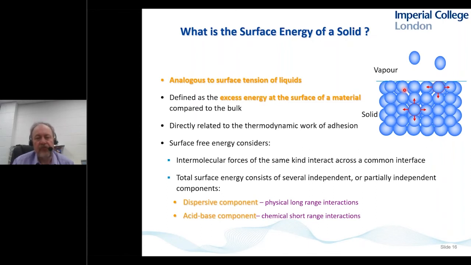They'll typically be described as gamma D, and it relates to the long-range van der Waals forces. So these are forces exhibited by all materials. And we're also interested in the acid-base forces. These are short-range chemical forces. Sometimes they might be described as polar forces. Sometimes they use the word hydrogen bonding, sometimes acid-base, but they are all common short-range molecular interactions.